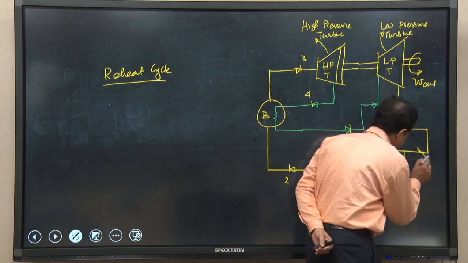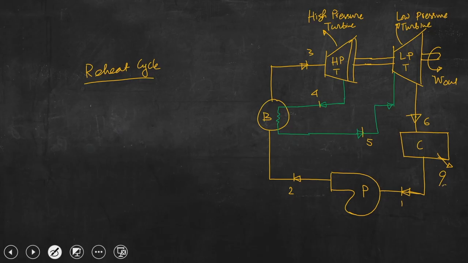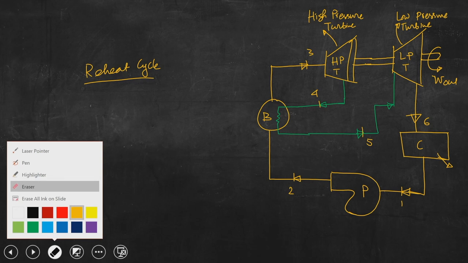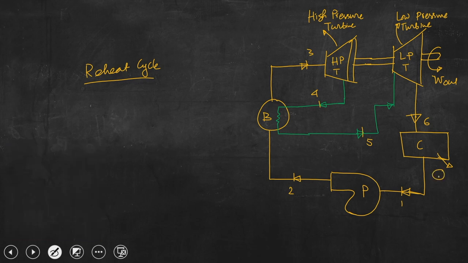So, this is the place where we will be having Q out. I will erase it and write, this is Q out, this is Q in, and this is W in. Again, the idea is steam will expand isentropically in the first stage, that is the high pressure turbine.